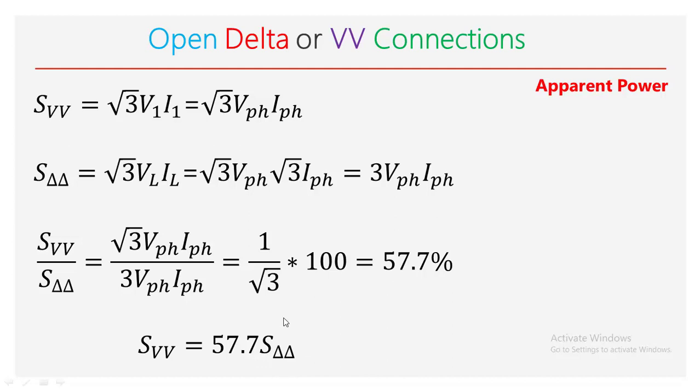From this we can observe one limitation of the open delta connection. In a 3-winding system, if one of the windings is damaged or removed, the power supplied should be reduced by 1 by 3 times. Instead of that, the power supplied is reduced by 42.3%, which is 9% higher.